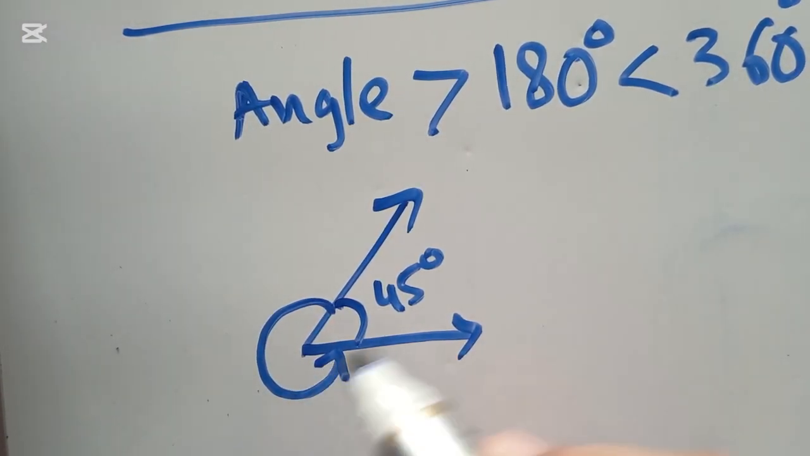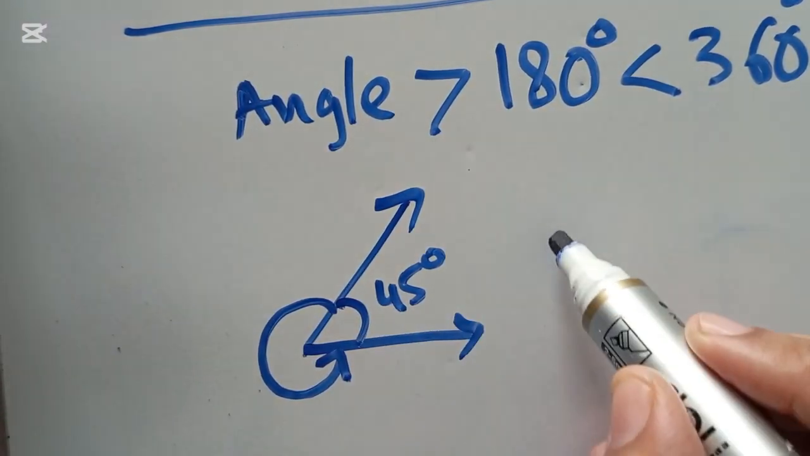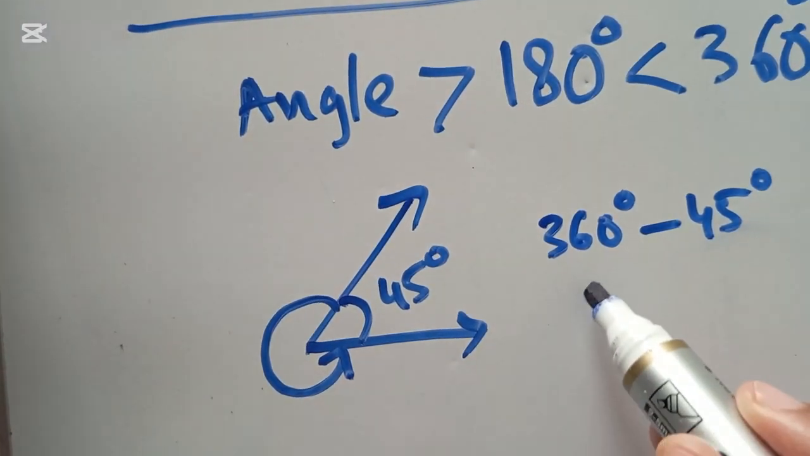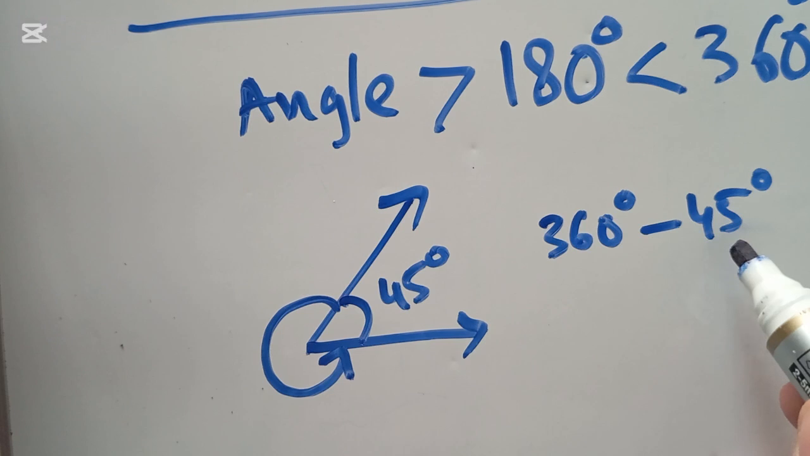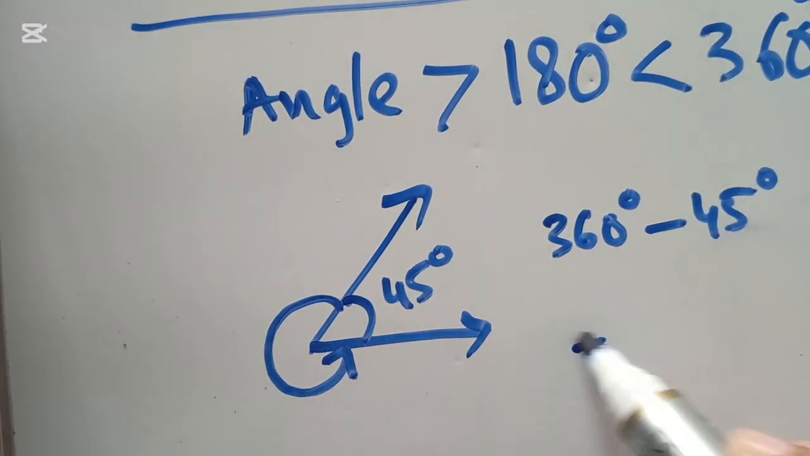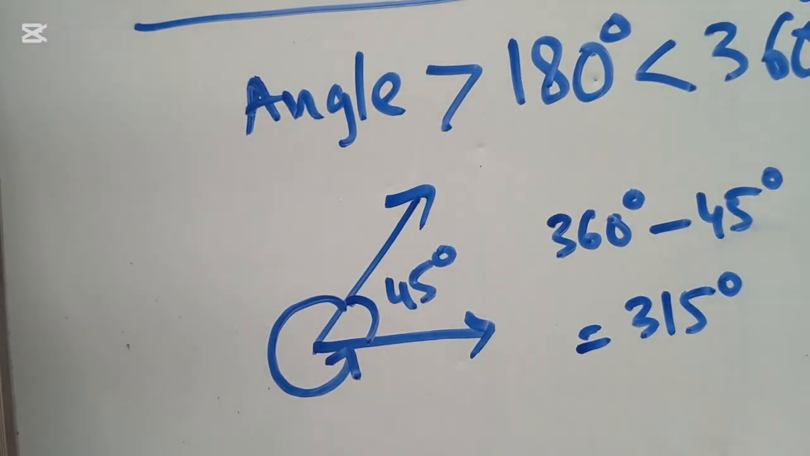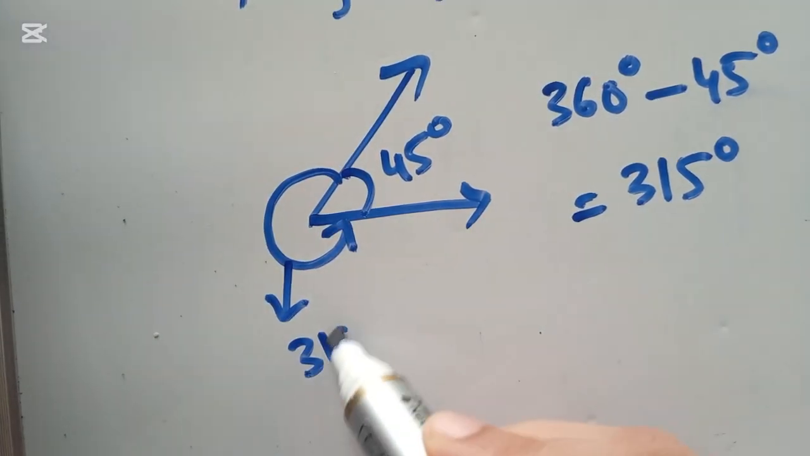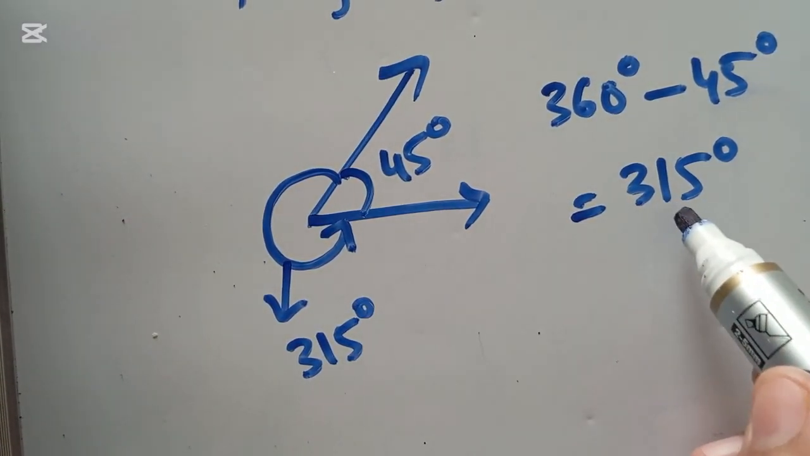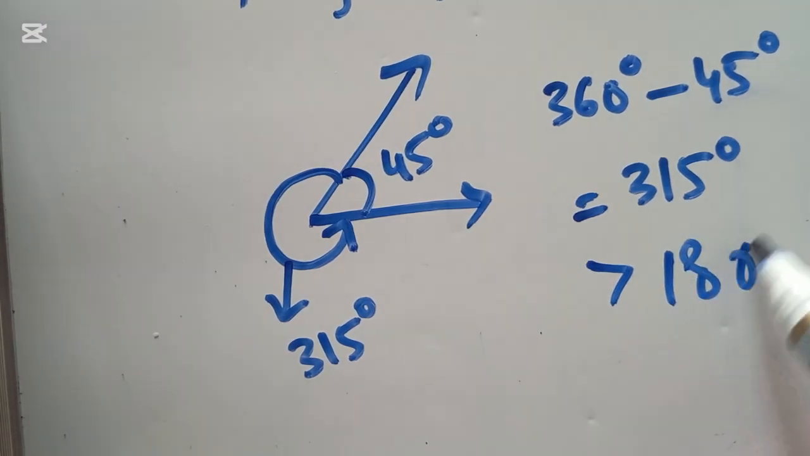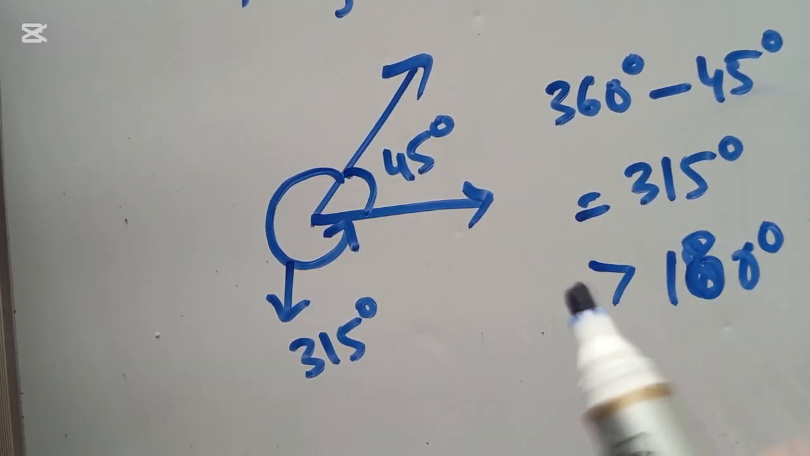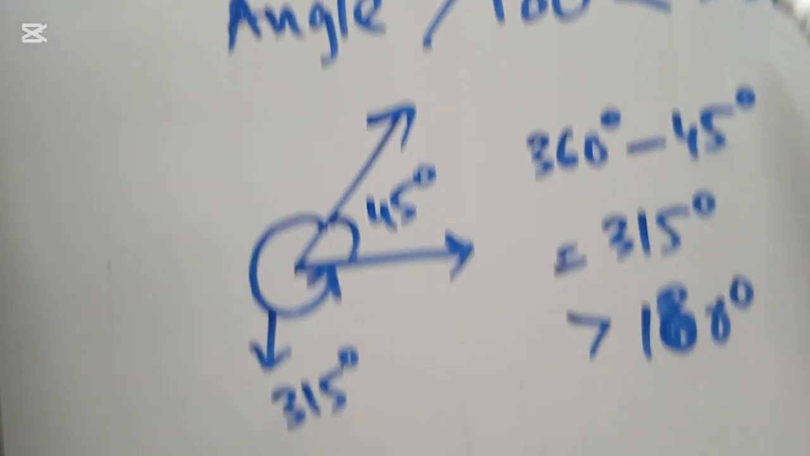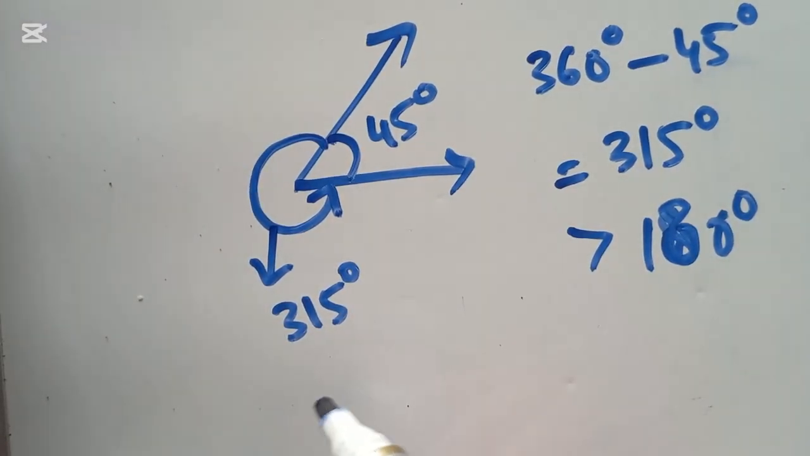And how to calculate this? Just subtract this 45 degrees from the total of 360 degrees, and you will get 315 degrees. So this angle, the outside, is 315 degrees, and this is obviously greater than 180. So any angle which is greater than 180 and less than 360 is called a reflex angle.